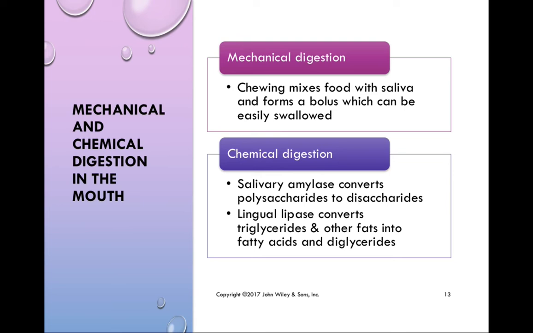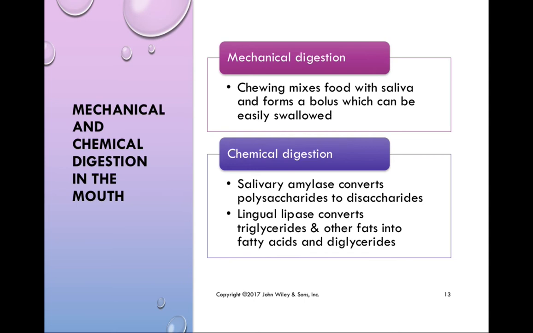Chemical digestion more accurately describes the chemical breakdown of food from larger macromolecules into their smaller monomeric subunits. Salivary amylase and lingual lipase are 2 digestive enzymes that come from the salivary glands in the mouth. As I have already mentioned, amylase is the enzyme that breaks down carbohydrates from polysaccharides into disaccharides. Lingual lipase, on the other hand, is another digestive enzyme that acts on lipids that will break down dietary triglycerides into fatty acids and diglycerides.